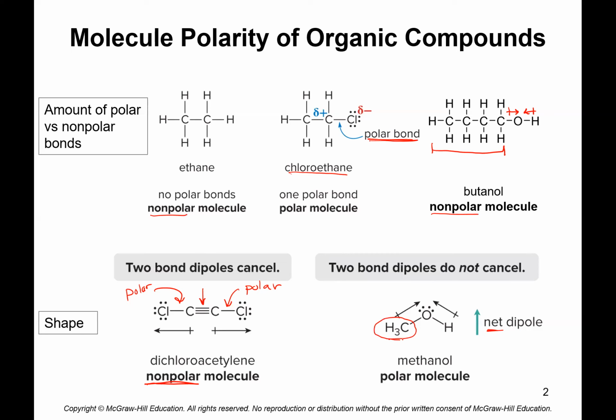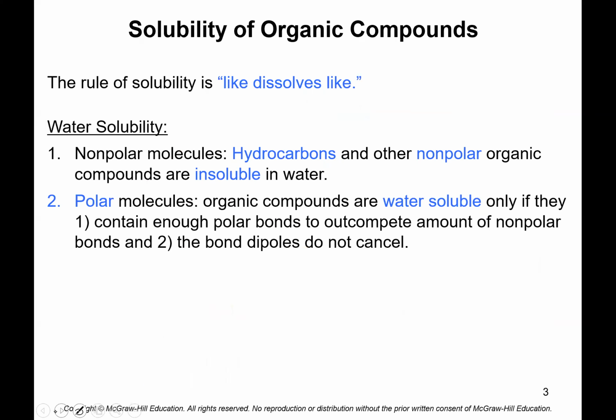All right, so now that we have reviewed how we determine when a molecule will be polar, let's review our rules of solubility. Again, we're going to touch on some things we've already talked about, and then we're going to add a little focus to just organic compounds. Okay, so the rule of solubility of like dissolves like will still apply. We're just going to add a small nuance. Okay, so let's recall what we've already learned.